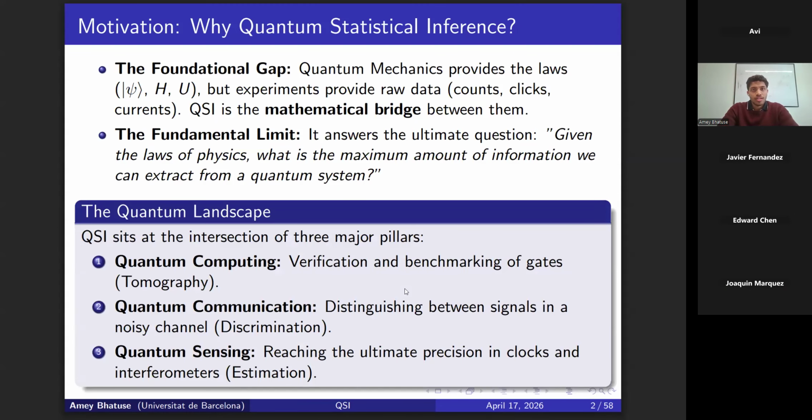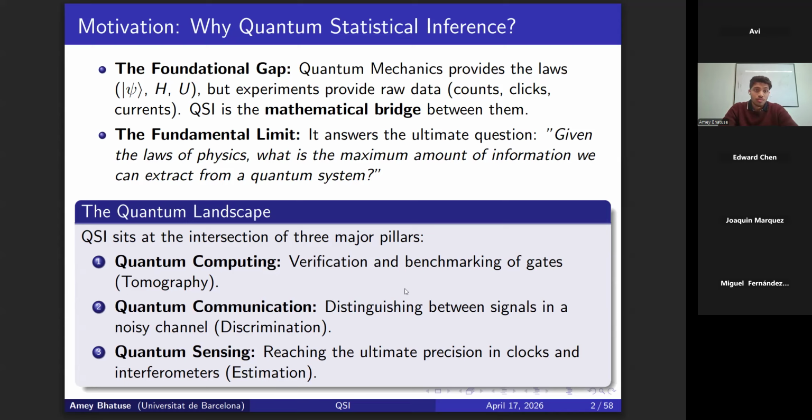Okay, so let's start with the motivation: why this talk, why quantum statistical inference. The main motivation is to address a foundational gap in the world of quantum mechanics and quantum computing. Quantum mechanics provides us the most basic laws of physics at the smallest level. We have the state, Hamiltonians, unitaries, and all this math that we do. But when we run experiments to validate this theory, we only have raw data, like counts or clicks or currents. So QSI is a mathematical bridge between these two things, theory and experiment.